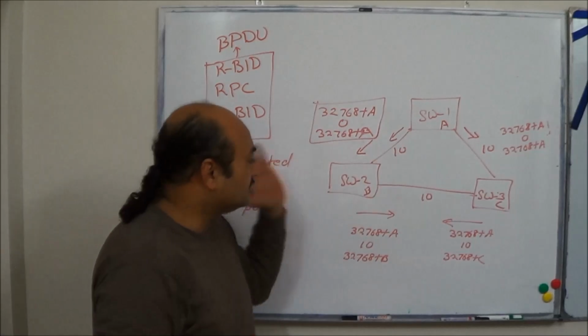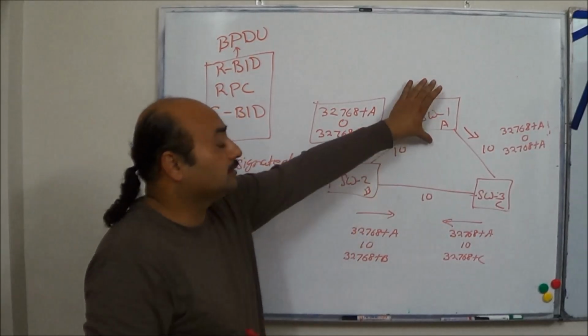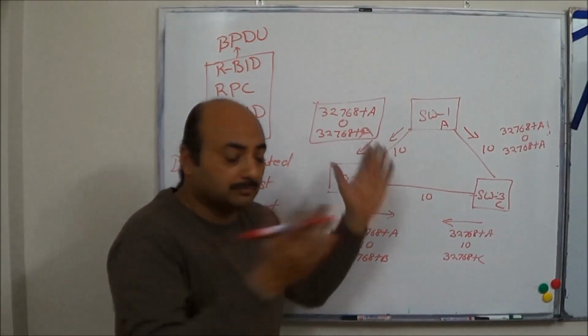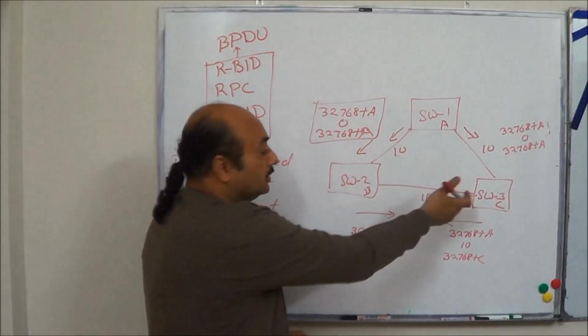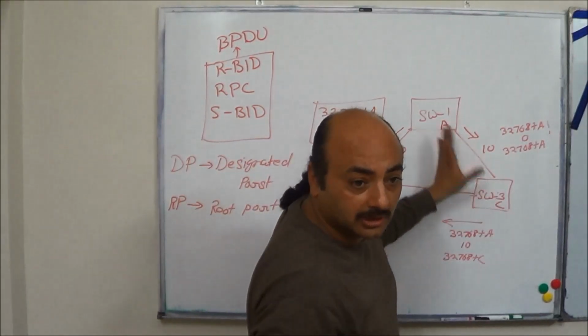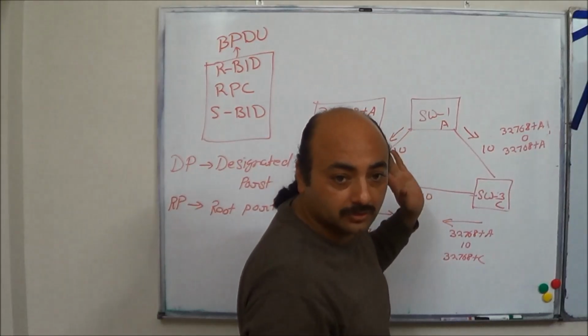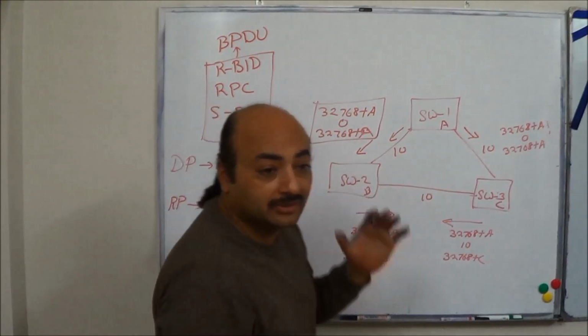So these are sending all good. So we know this is the root bridge. On comparison between these two, C also knows that A is the root bridge. Which one is the root bridge? A. But now what are we trying to calculate?